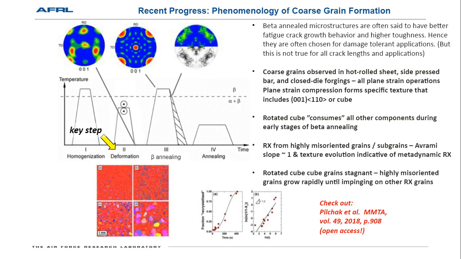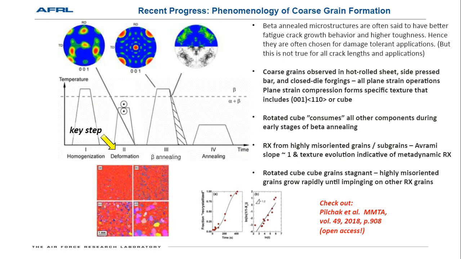So beta annealed microstructures are often said to have better fatigue crack growth behavior and higher toughnesses, so that's why they're chosen for damage-tolerant applications. Now, this isn't necessarily true for all crack lengths and applications, but it's the general thinking.